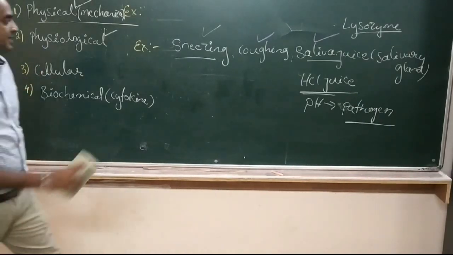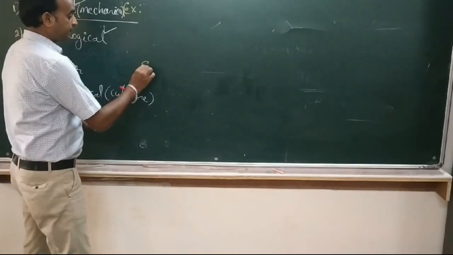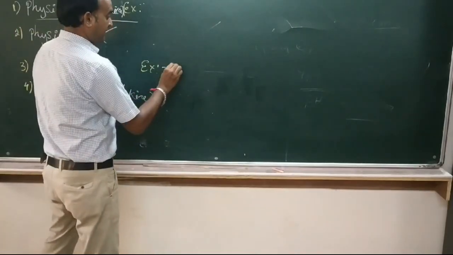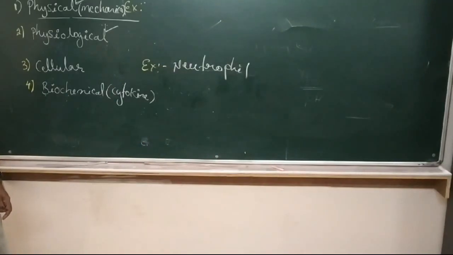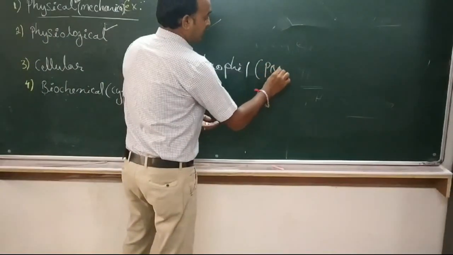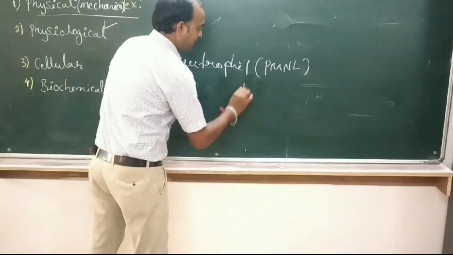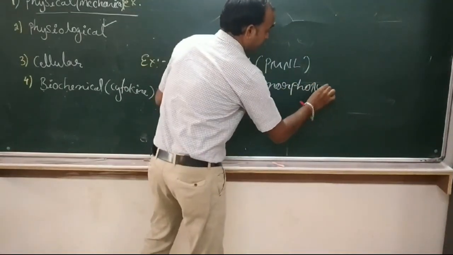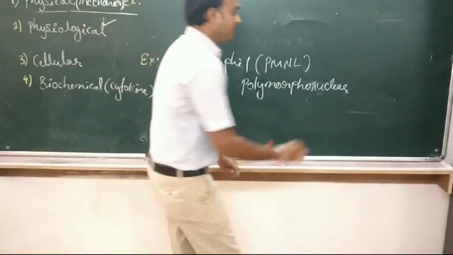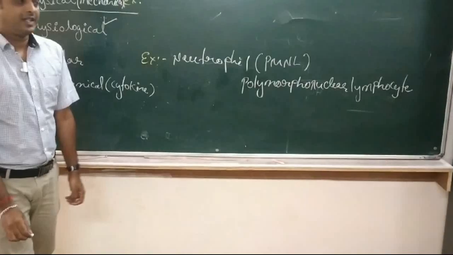We'll move to the next one, that is cellular barriers. An example is neutrophils. We also call them PMNL. What is the meaning of PMNL? It is polymorphonuclear lymphocytes.